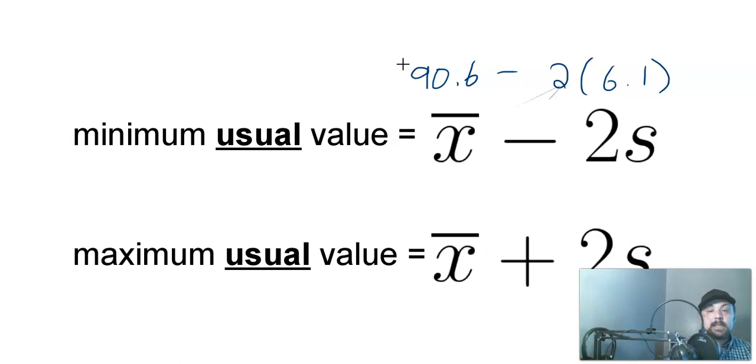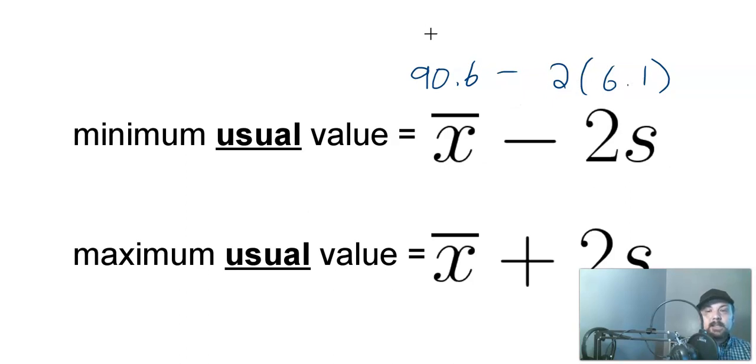Right. And so let's do this calculation real quick to find the minimum usual data value. Now, you have to be careful here because students will get this confused with minimum value. The minimum value in our data set is 70, but that's not the minimum usual data value. So what's the lowest data value that I would consider to be usual or normal or typical in this data set? That's what we're about to calculate.